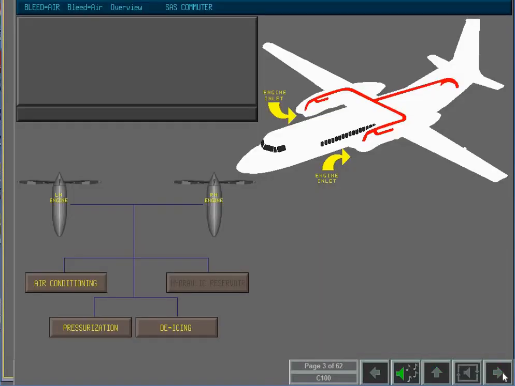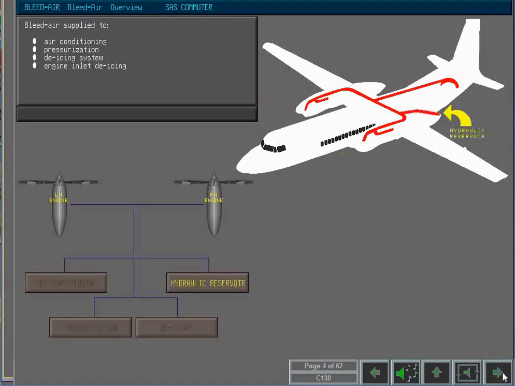The bleed air system provides pressure-controlled air to the air conditioning system, the pressurization system, and the de-icing system. The engine intake is de-iced through the supply of hot bleed air to an intake cavity. This supplements electrically heating the engine intake. Bleed air is also used to pressurize the hydraulic reservoir and prevent aeration of the hydraulic fluid.